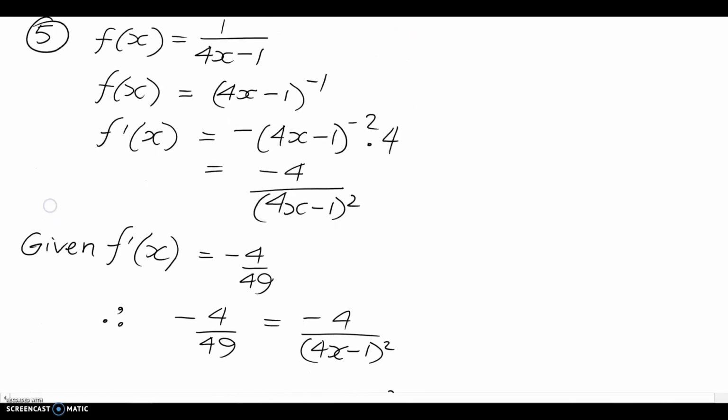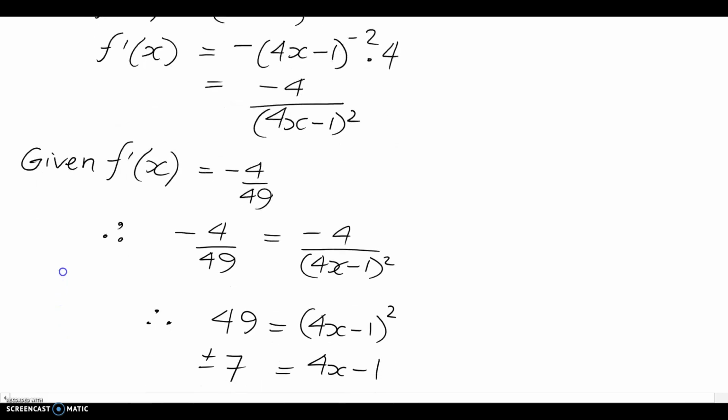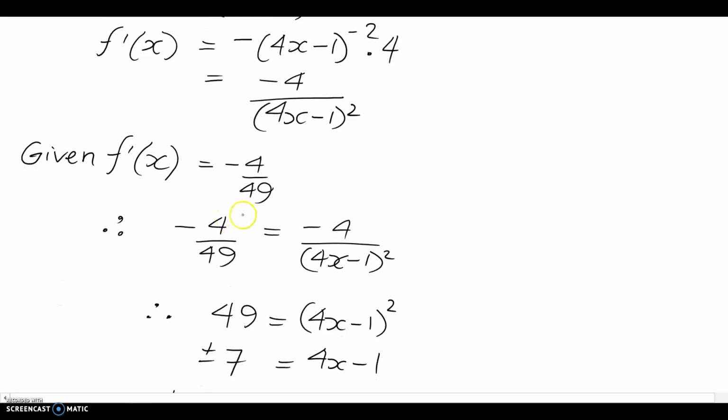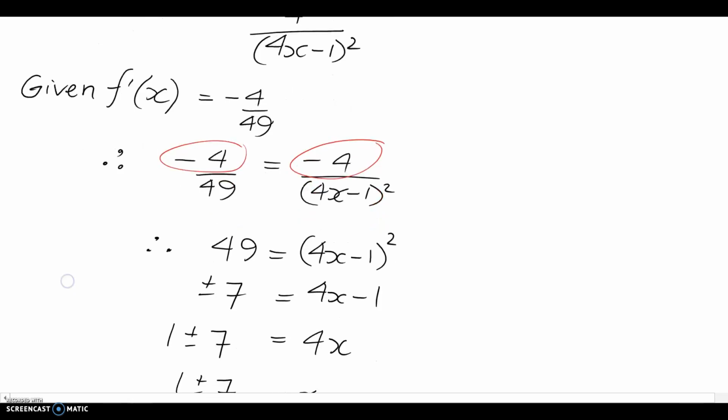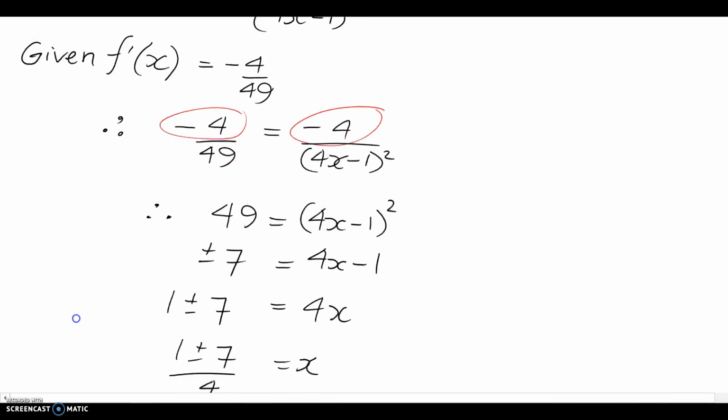Number 5, let's put it in a user-friendly form. Let's find the derivative. Let's tidy it up. Now it tells me that that actually has the same value as minus 4 on 49. So I've set that equal, and all things being equal here, I can equate those denominators and say they're equal. Now when I square root both sides, I'm not going to just get the positive square root of 49, there's also the negative square root of 49, which is plus or minus 7.